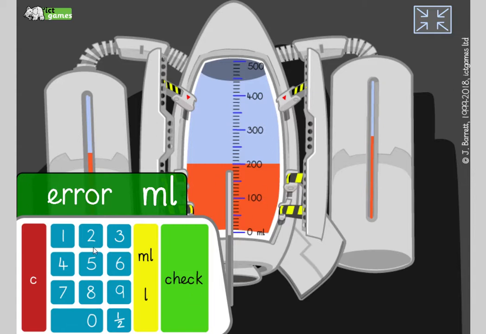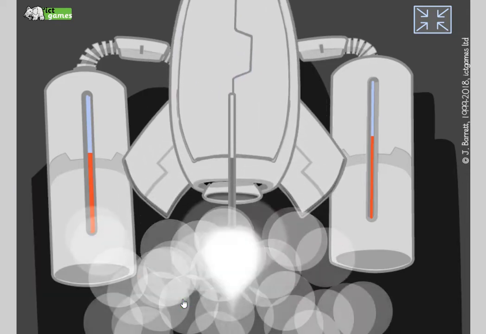Oh, hello, got it wrong. What have I done wrong? Is that right? I thought that was right. No. 2,000 I've written there. That's how you spell 1,000. 2,000 milliliters. Well, that's 2 litres, isn't it? 2,000 milliliters would be 2 litres. No, that's not right. Let's clear that. Let's do 200 milliliters. There we go.